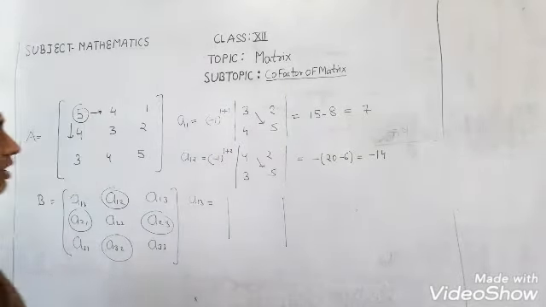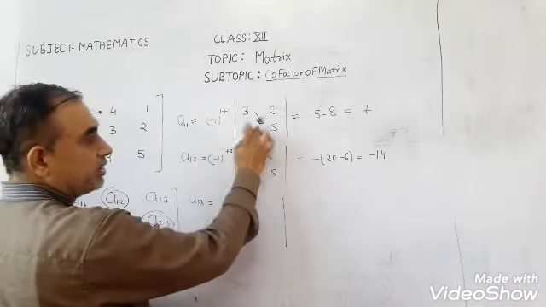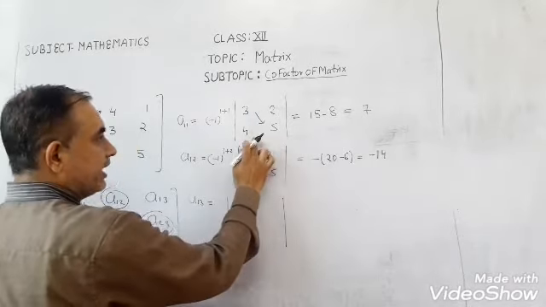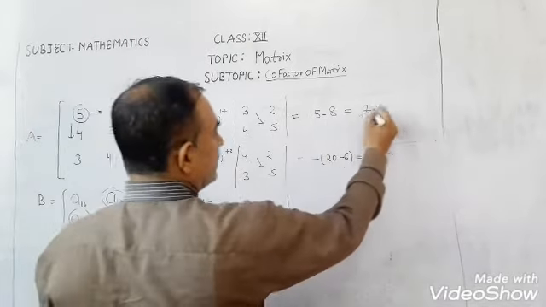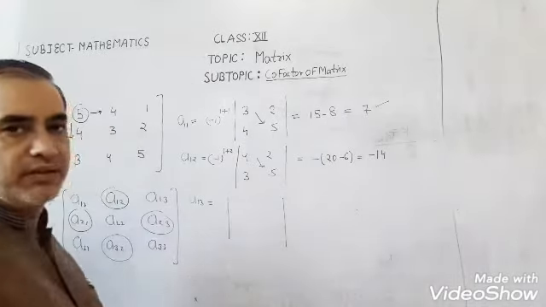If we solve it, how do we solve it? We just cross multiply it. 3 times 5 is 15 minus 8. It becomes 15 minus 8, that will be 7. And that is our positive element.